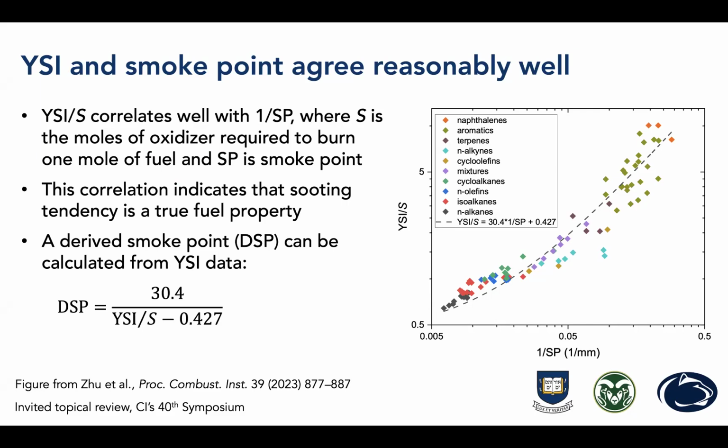A derived smoke point can be calculated from this data and is useful, again, because smoke point is used as a design criteria. If you look at the plot on the right-hand side here, you notice that mostly it agrees. Some things don't. You'd expect aromatics not to agree very well because they have such short smoke points that the error is large. So this is a consistent argument that shows that YSI and the derived smoke point can be used for design criteria.